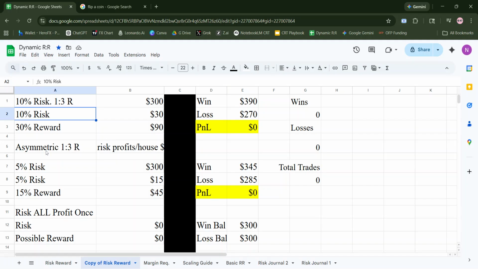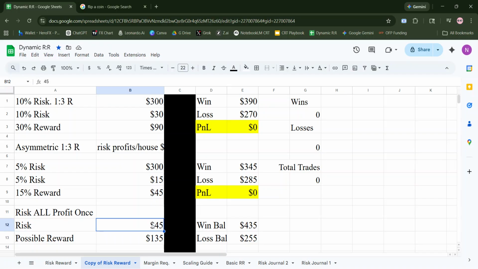With the second model, asymmetric compounding, we're going to risk 5% to try to get 15%. But if we win a trade, we're on house money at that point. We're going to risk all the profits in order to hyperextend our growth. In other words, if we were to win this trade, I'm risking 15 to get 45. After a win, I will risk all the profits. I'll put the 45 here, and we're going to do the same risk to reward ratio. We're going to risk 45 to try to make 135.